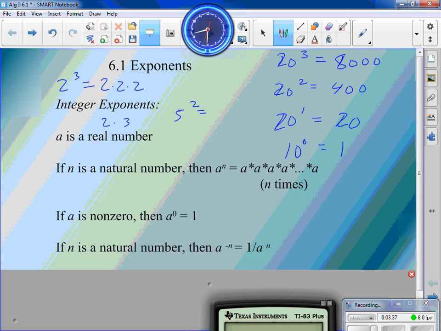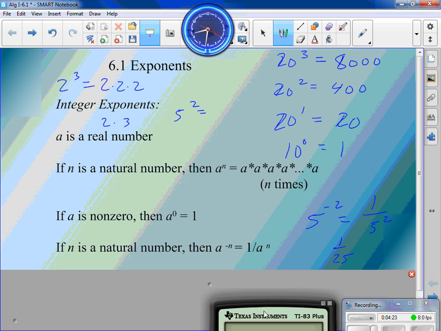The one last piece, again, if we're talking about n being a natural number. Natural numbers are your counting numbers. A to the negative n is 1 over a to the n. What happens when I have a negative exponent? It's not a decimal, it becomes a fraction. If I have 5 to the negative second, what this really means is 1 over 5 squared. What's 5 squared? So my answer is 1 over 25.